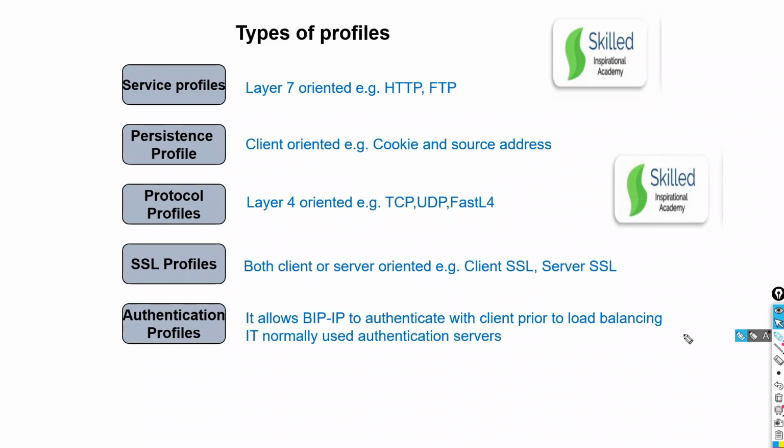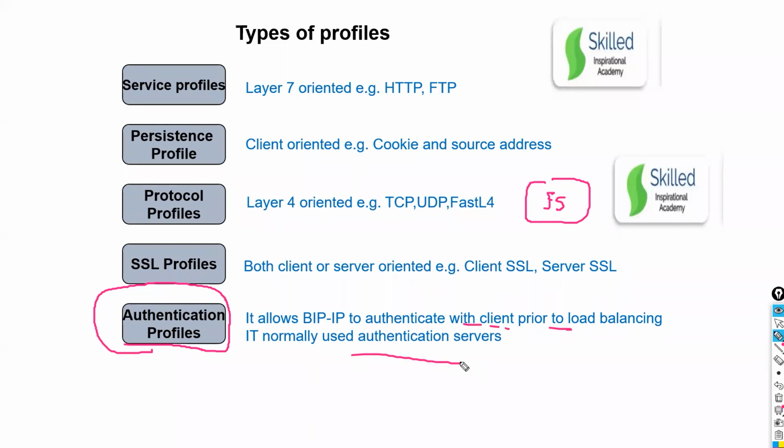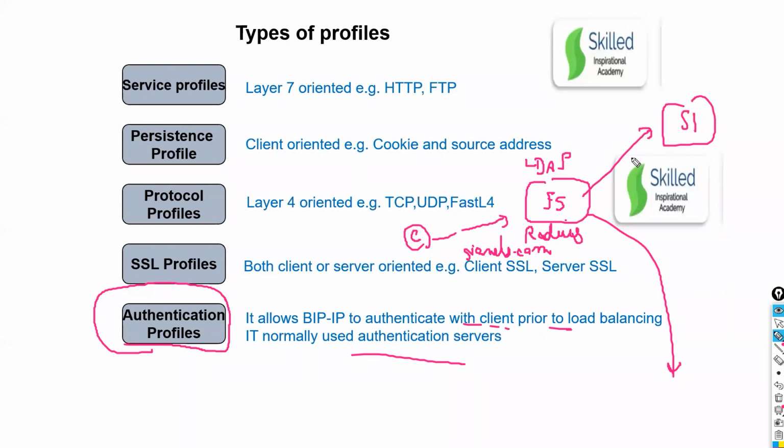Now, another profile is your authentication profile. Sometimes the customer requirement is I want F5 to authenticate my client prior to load balancing. I want F5 to act as my LDAP server, radius server. For whoever wants to connect to sianets.com, they will first get an authentication page. So F5 will forward traffic to your radius server and it will check the credentials. Then only it will forward the traffic to server 1, server 2, or server 3.